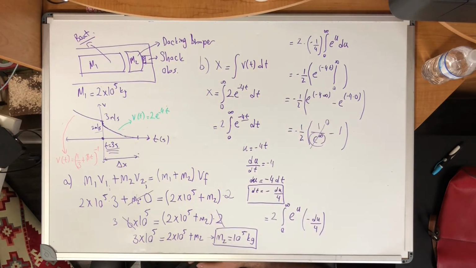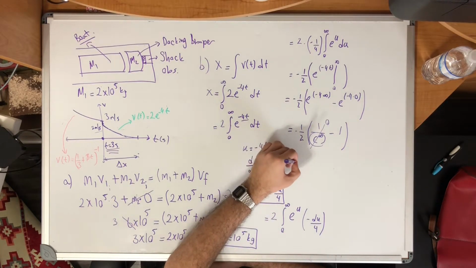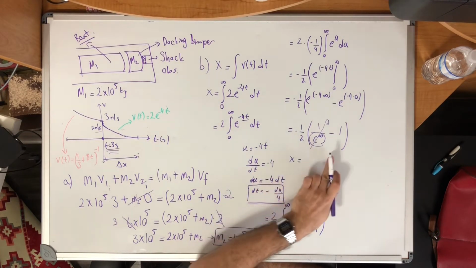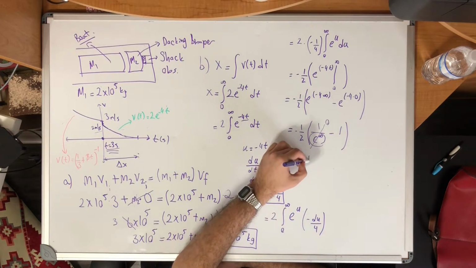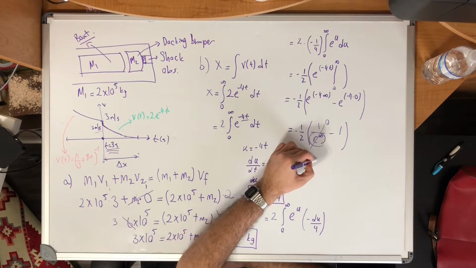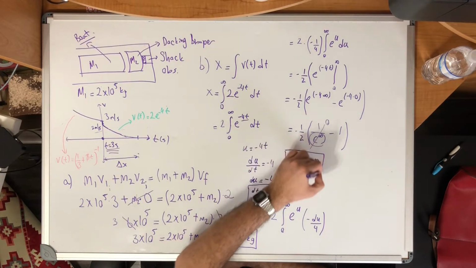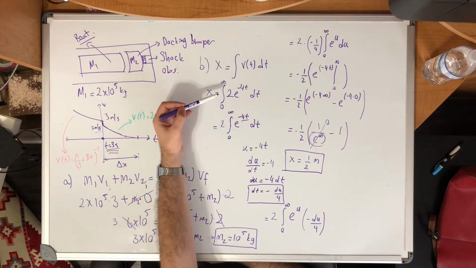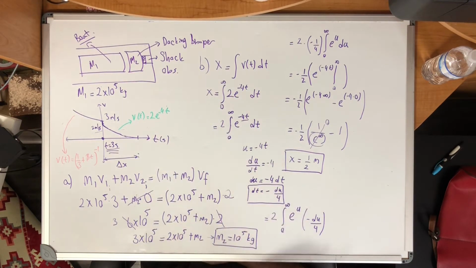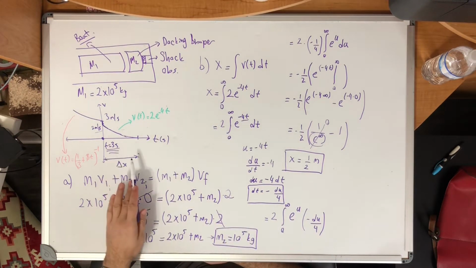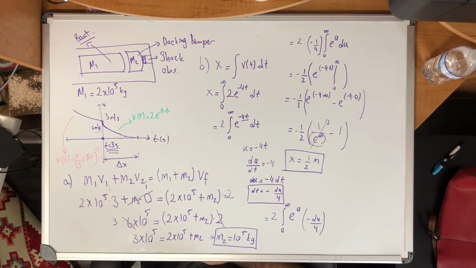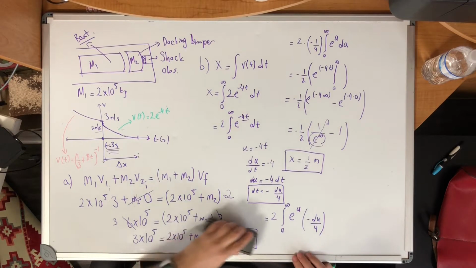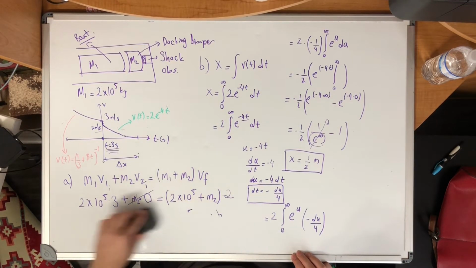So 0 minus 1 will become what? Negative 1. So your x at the end will become negative 1 times negative 1 over 2, so it's going to become 1 over 2 meters. So as you can see from this function, you can actually get a number. So it's going to take half a meter for this boat to stop completely. So that's part B. For part C, I have to erase this part.